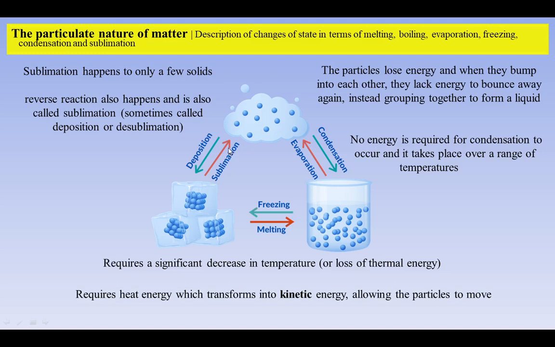And let's see now the third one, which is the physical change from solid into gas directly, called sublimation. And the reverse process is called deposition. Sublimation happens to only a few solids, and we can give here the example of iodine and dry ice, or carbon dioxide, which is, for example, found in extinguishers. The reverse of sublimation also happens, and sometimes we call it deposition.